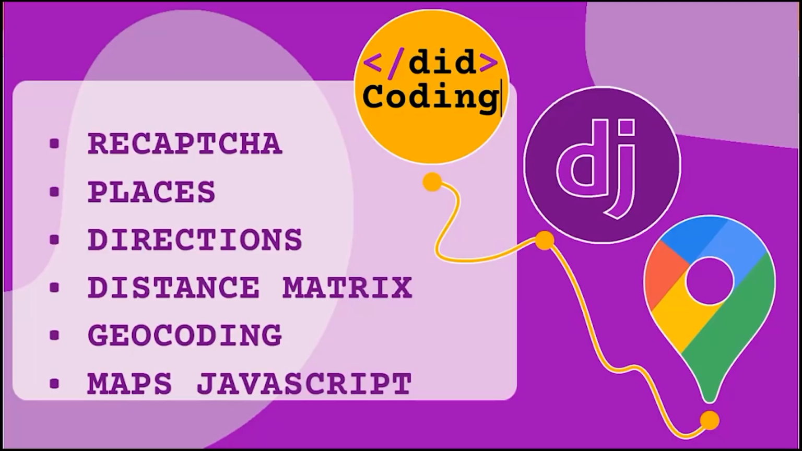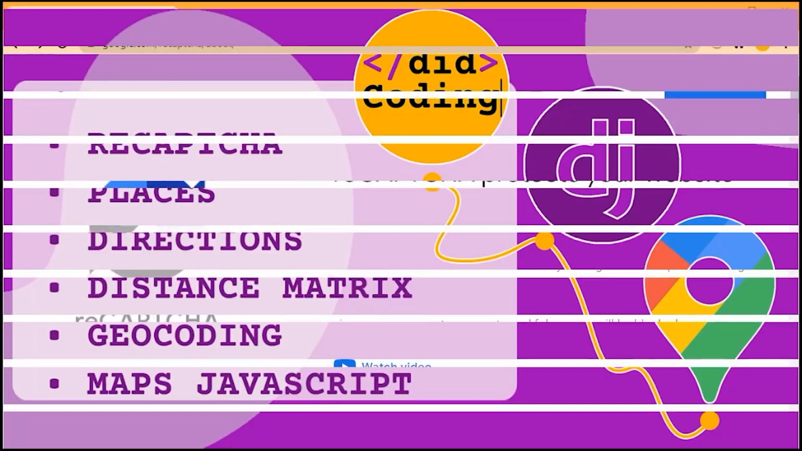So that's what we'll be setting up today, and after that we will then go to Google Cloud and we'll be setting up another API key that will allow us to set up and enable 5 APIs: places, directions, distance matrix, geocoding, and maps JavaScript. So let's jump straight into it and set up reCAPTCHA.